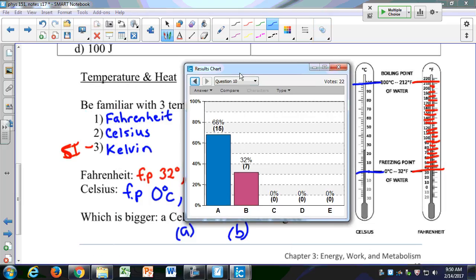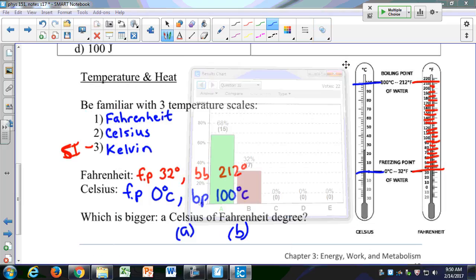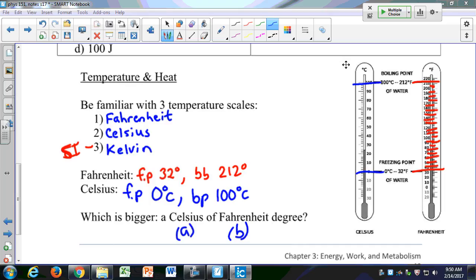Celsius? Yeah, A is right. Notice that between 32 and 212 is 180 little increments, but between 0 and 100, I only have 100 increments. So a change of 1 degree Celsius is much bigger.